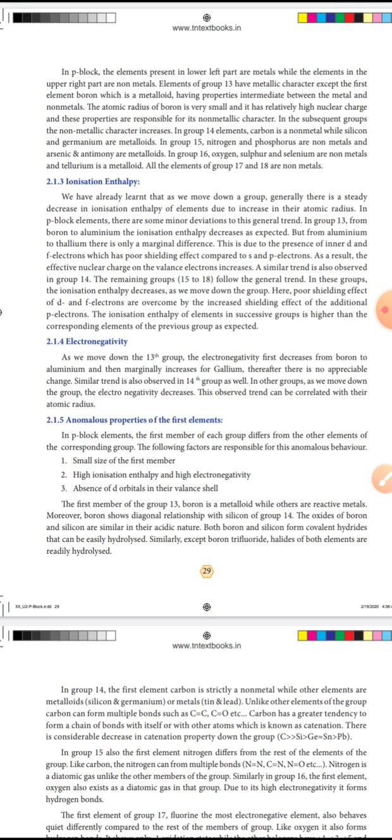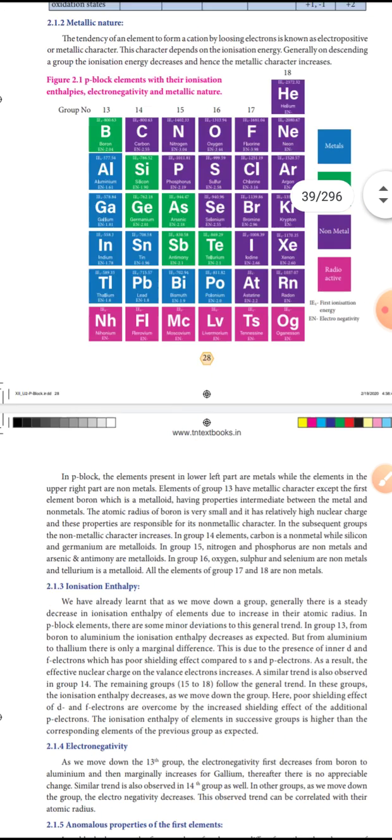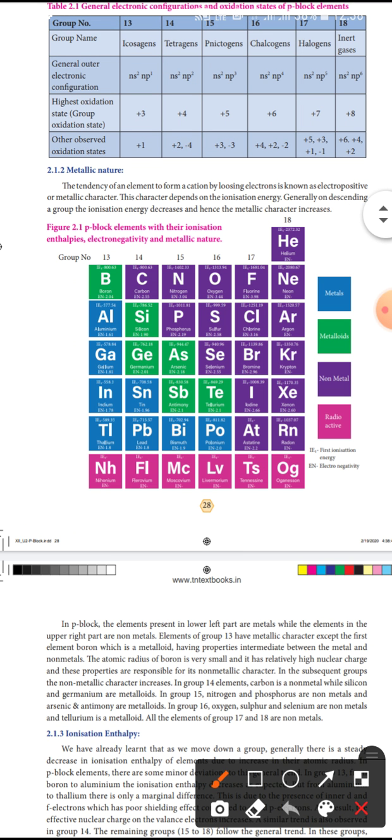Next, let us learn ionization enthalpy. As we move down a group, generally the ionization enthalpy of elements decreases. Moving down from top to bottom, the ionization enthalpy decreases due to increase in atomic radius. In p block elements, there are some minor deviations in the general trend. In group 13, from boron to aluminum, the ionization enthalpy decreases.